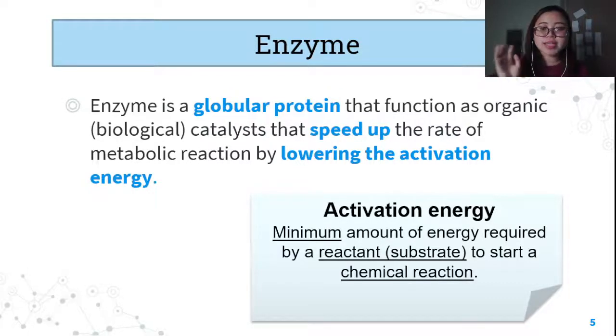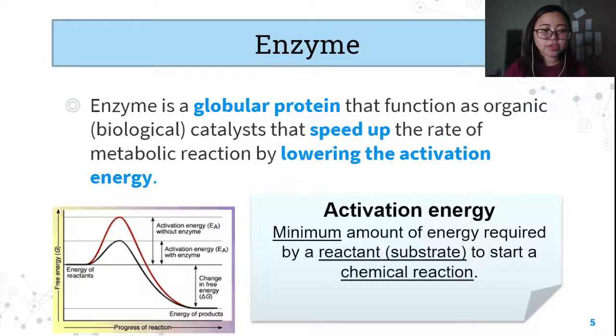In case you forget, the activation energy can be defined as the minimum amount of energy required by a reactant or substrate to start a chemical reaction. So here we have this very common graph that you would see not only in biology but also in chemistry, which is there are two curves here. The first curve, or the red one, is showing how to get reactants to become your end products, it needs to reach this activation energy. But if you have enzymes or catalysts present in your reaction, then it doesn't need to go all the way. It only needs to reach about this much of the activation energy.